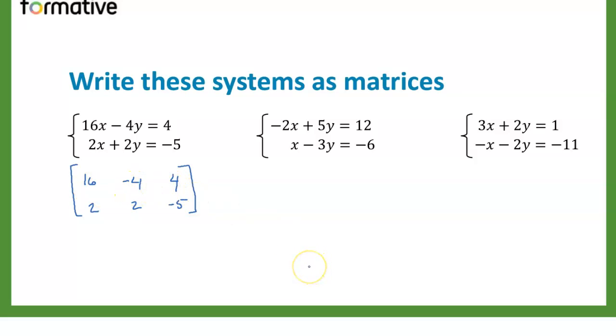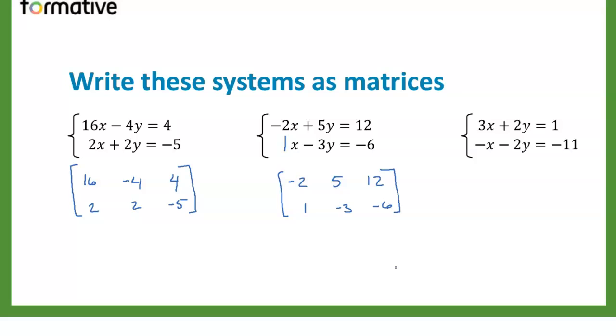All right, so try the next one. Can you pull those numbers out? The top row is negative 2, 5, 12. The bottom row is a little bit trickier because there's an invisible 1 right there. But otherwise, we'll just take the numbers. 1, negative 3, negative 6. That's our matrix. That matrix represents that system of equations.